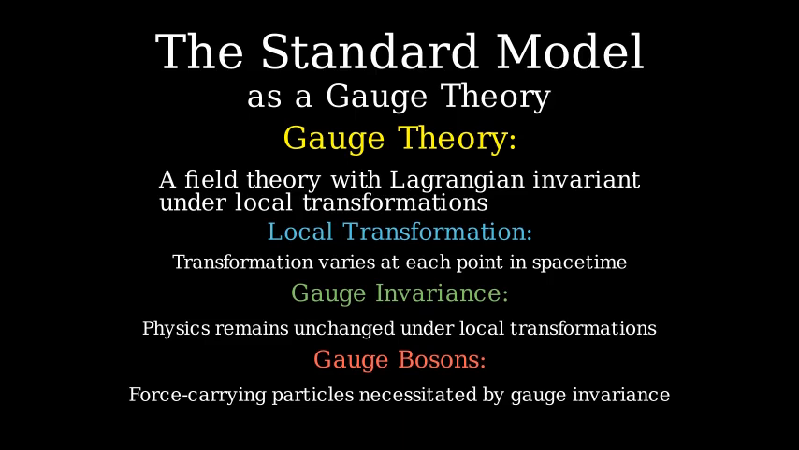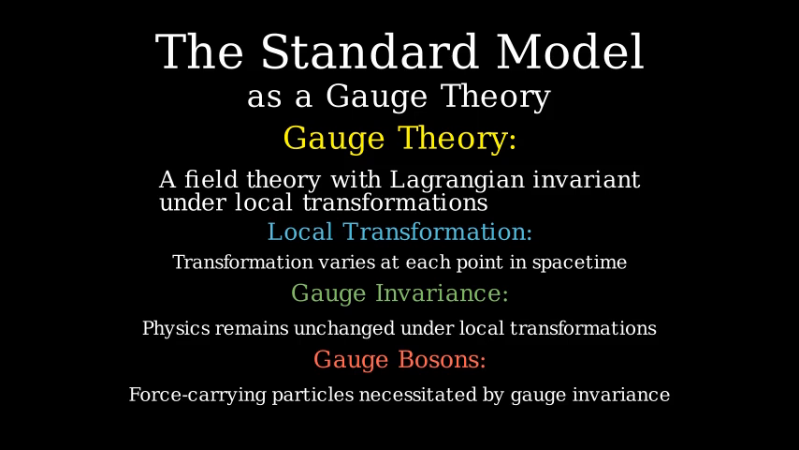Let's visualize what a symmetry transformation means. Consider a simple object, like a circle. If we rotate it, it looks exactly the same. This is a global symmetry. In a gauge theory, we have local symmetries, transformations that can vary from point to point. Think of this as allowing different parts of our system to rotate by different amounts, yet the physics remains unchanged.